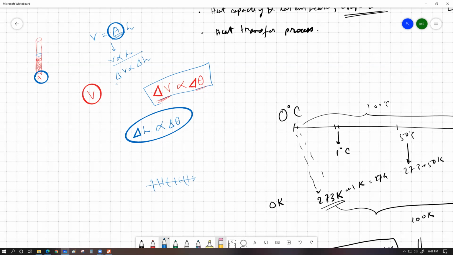There can be a lot of other properties. For example, the pressure of a gas, volume of a gas, resistance of a certain type of resistors, EMF produced in thermocouples, and there can also be the radiation received from a certain hot object, that's called pyrometry. So there are a lot of different ways to measure temperature, but the bottom line is we can only use those properties to measure temperature which have linear variation with temperature change.